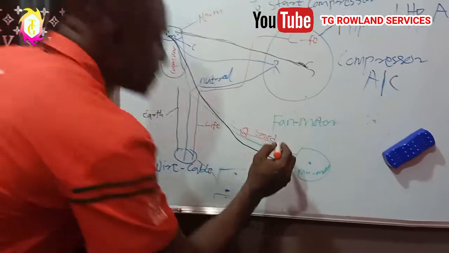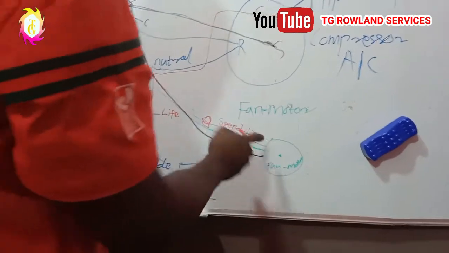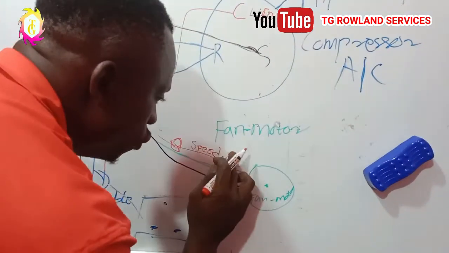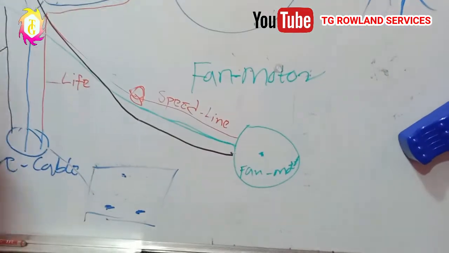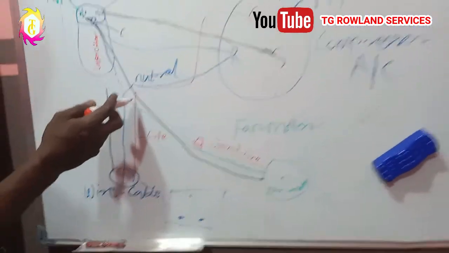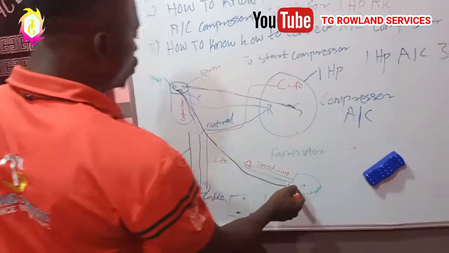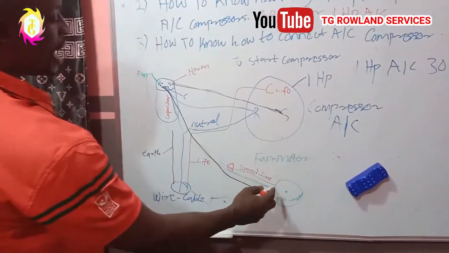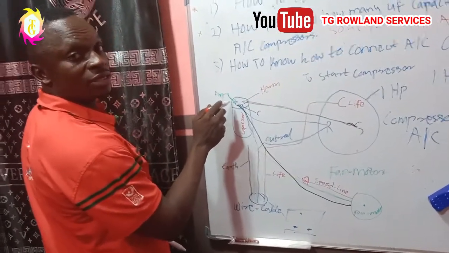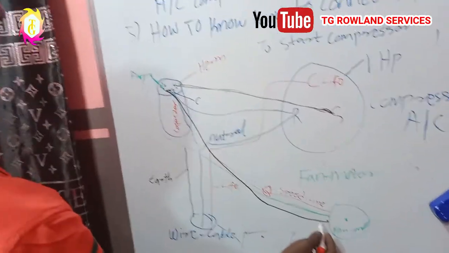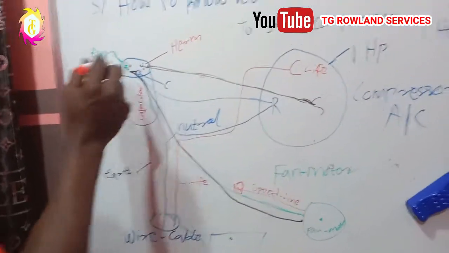The speed line has to be connected to a live line, which is the live of this wire. The fan line has to locate the capacitor terminal. That is the fan line. I hope you are getting it. The fan line. So the leftover here is the neutral line, which has to go to the capacitor neutral terminal.